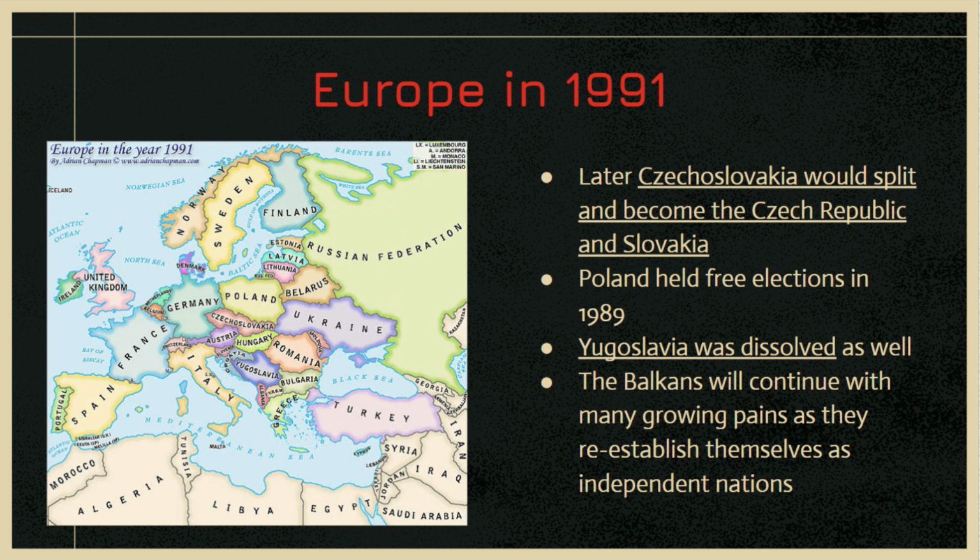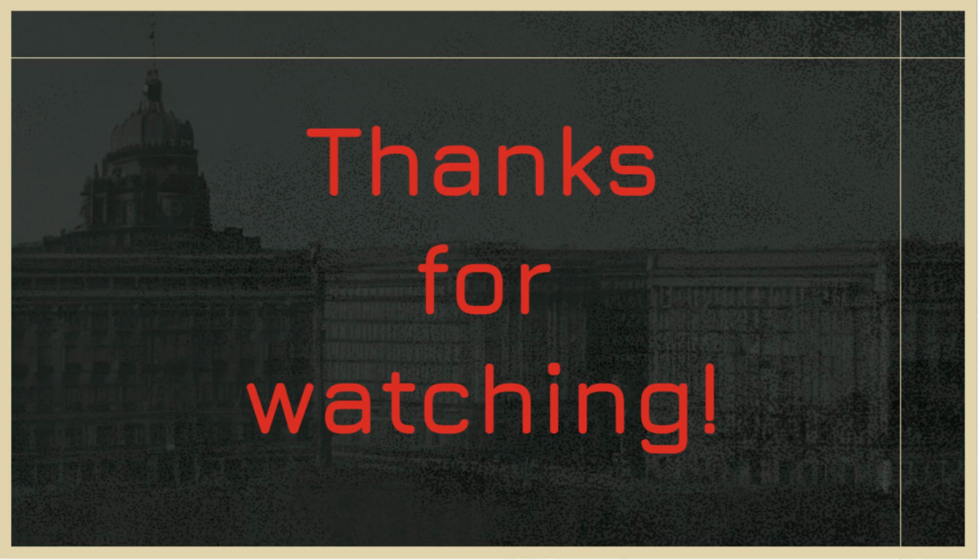The other major impact is the creation of several new countries. So Czechoslovakia is going to be split up into the Czech Republic and Slovakia. We see that Poland is going to be able to hold free elections starting in 1989. Yugoslavia is dissolved as well. And then the Balkans are going to establish a bunch of different independent nations. And we'll see there's some problems and growing tensions there as well. Basically, a lot of the ethnic tensions and regional variations of culture that existed before all of the wars are still going to exist after the wars.